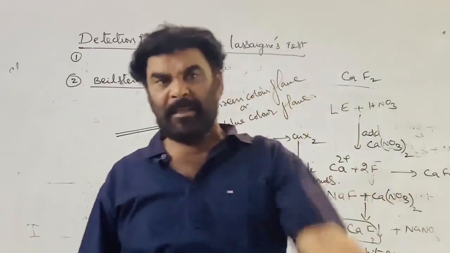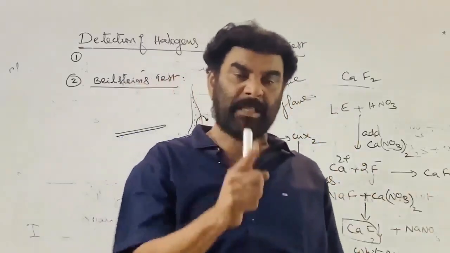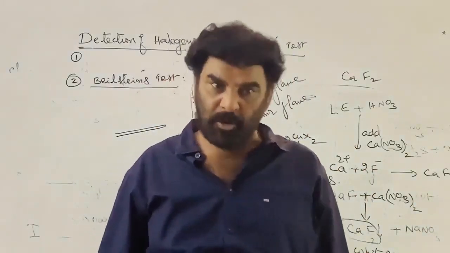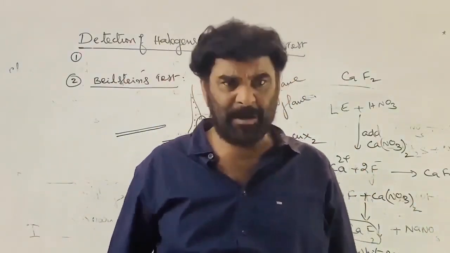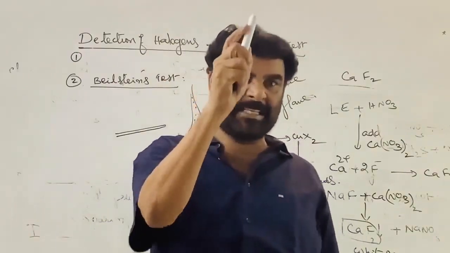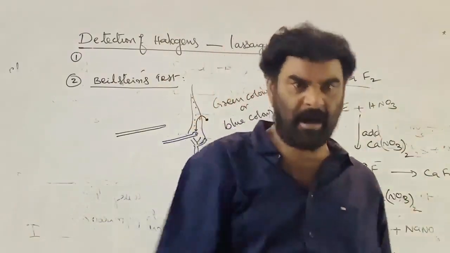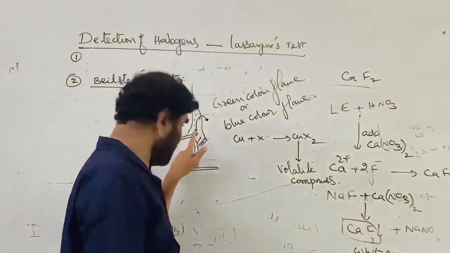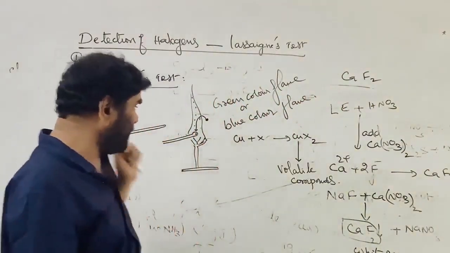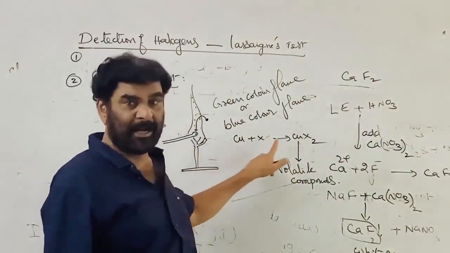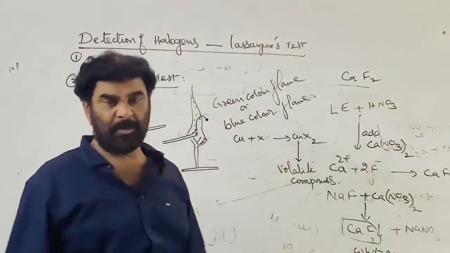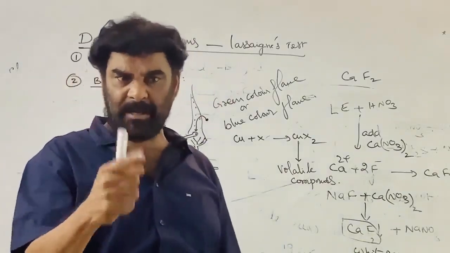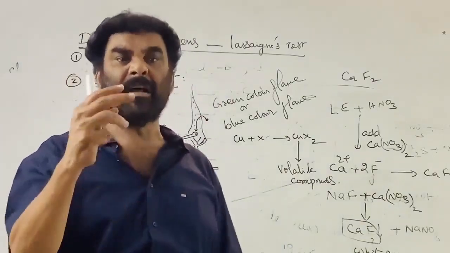During the heating, if the flame turns green or blue, that indicates the presence of the halogen in the organic compound. And the next thing is, what is the principle involved during the heating? The halogen present in the organic compound chemically reacts with the copper of the copper wire and is converted into copper halide.